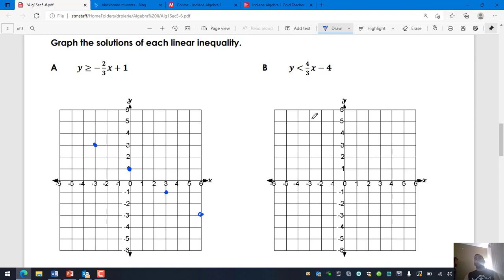Okay, so before I connect the dots, I have to ask myself this question. Is it dotted or is it solid? The way I determine if it's dotted or solid is I have to look underneath the inequality symbol. Okay, if I see that solid line underneath the inequality symbol, it's going to be a solid line. So when I connect the dots, it's going to look just like this, just like we would any other linear equation.